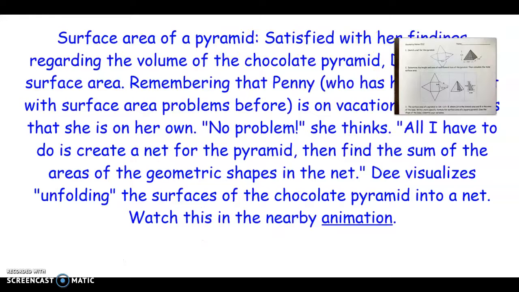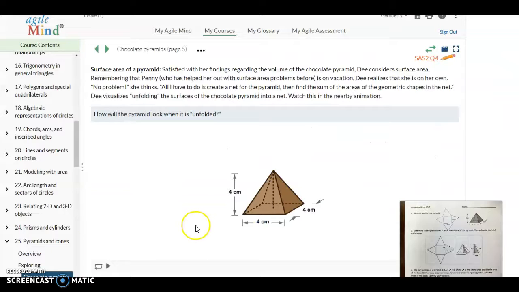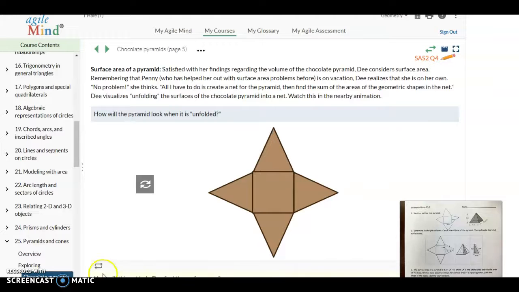So it says surface area of a pyramid. Satisfied with her findings regarding the volume of a chocolate pyramid, D considers surface area. So Penny is not available to her, so she's got to figure this out on her own this time. So she visualizes unfolding the pyramid into a net, as we will see is done in this animation. So here is the square pyramid that we're looking at. It's 4 centimeters in length and width and height. So we can see here the unfolding of that pyramid gets the net that we sketched and is drawn in number 2 on your notes.